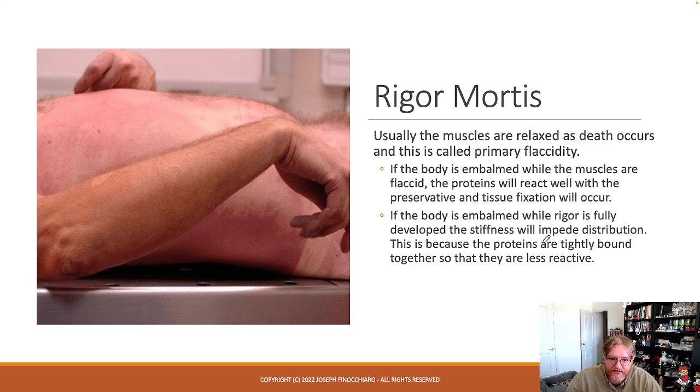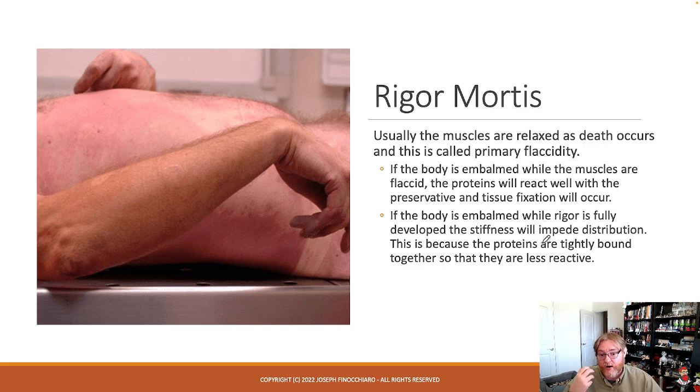Usually the muscles are relaxed as death occurs. This is called primary flaccidity. We've already learned about that in this lesson. So you die, you go flaccid, that is primary flaccidity. If the body's embalmed right now while the muscles are flaccid, the muscles are still in good condition, the proteins are going to react very well with the preservative, and tissue fixation is going to be ideal.